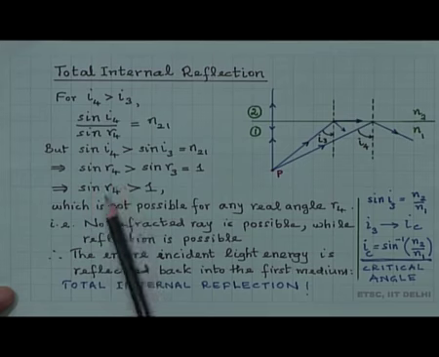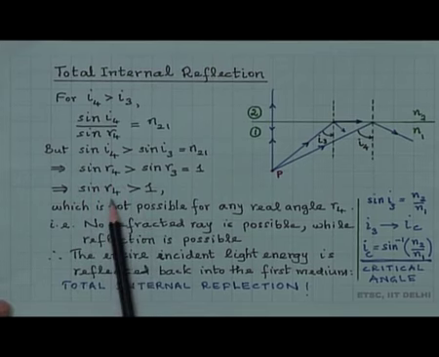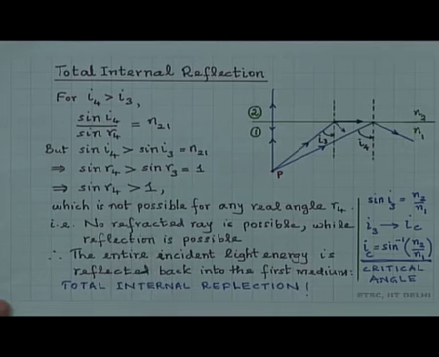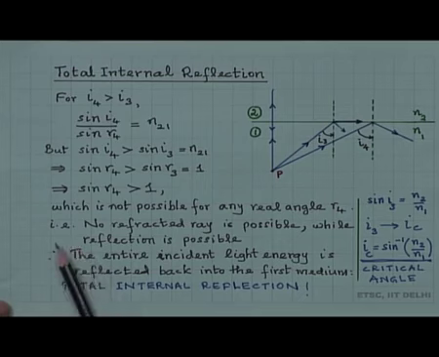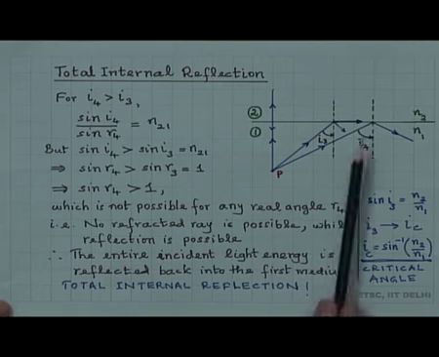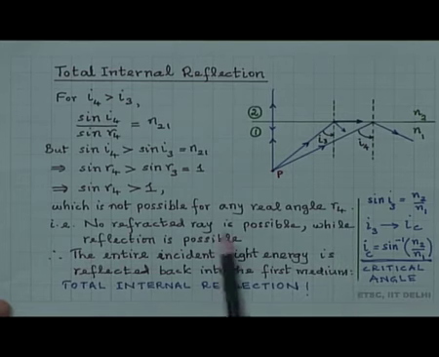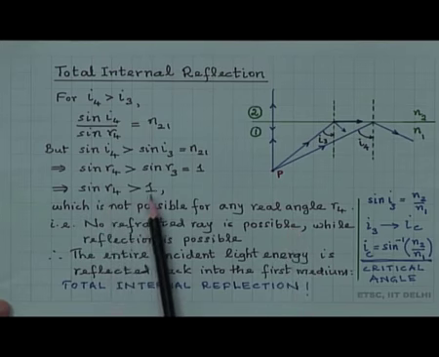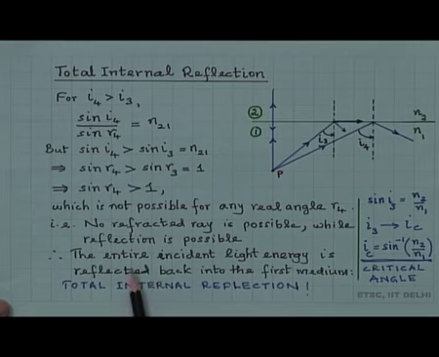The sine of an angle has a maximum value of 1, for 90 degrees, and therefore sin R4 greater than 1 is not possible for any real angle R4. That implies there is no refracted ray possible, while reflection is always possible. No refracted ray is possible because there is no real angle R4 which can satisfy this, and therefore, the entire incident light energy is reflected back into the first medium.